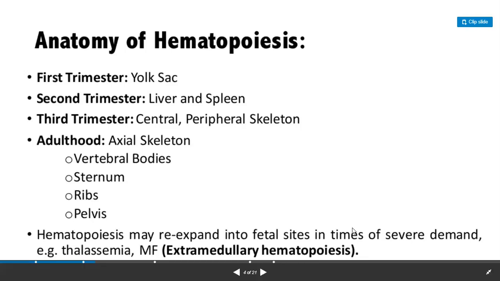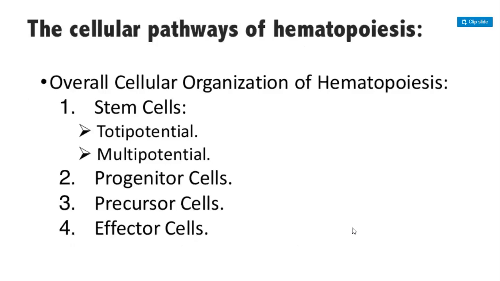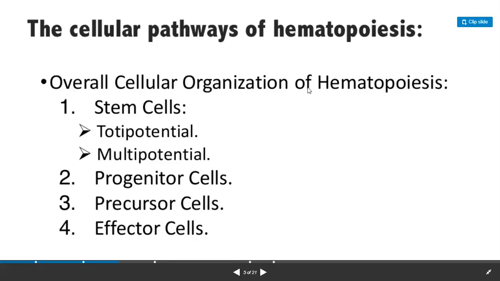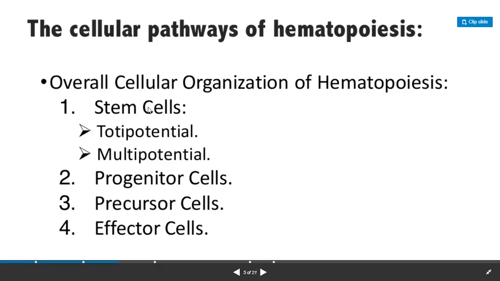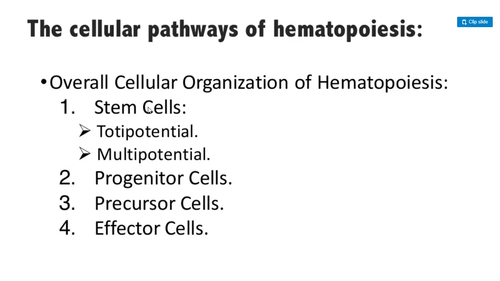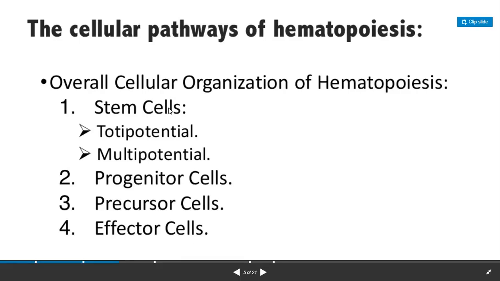So now let's go to the cellular pathway of hematopoiesis. Now we're talking about cells, and all these cells we're talking about are red blood cells, white blood cells, and platelets. All of these cells come from different pathways, and we're going to look at the pathways where they are coming from. Now, the overall cellular organization of hematopoiesis. Hematopoiesis begins from what we call stem cells. So the stem cells are the first cells from which the process of hematopoiesis starts.